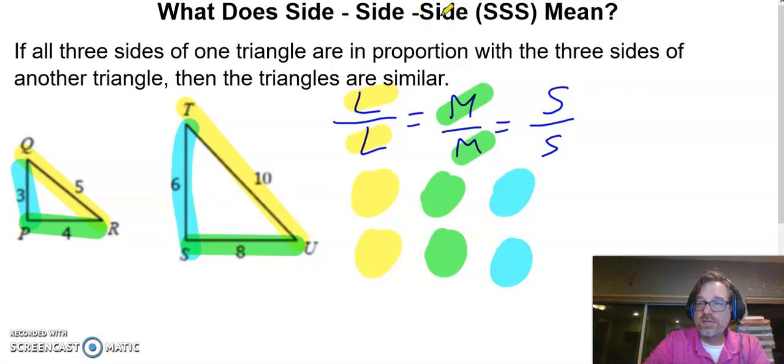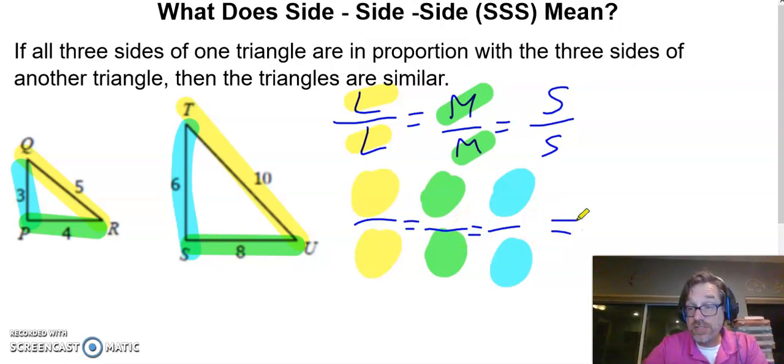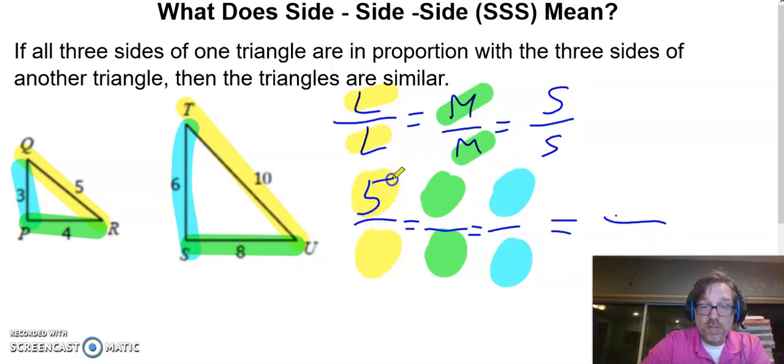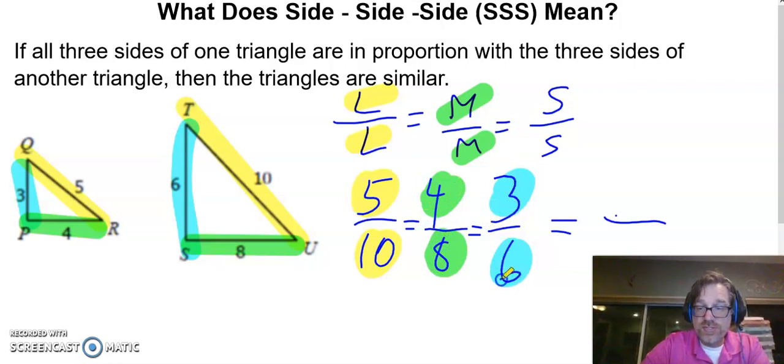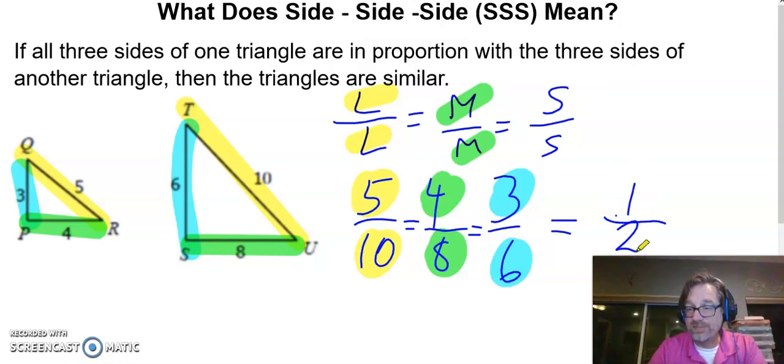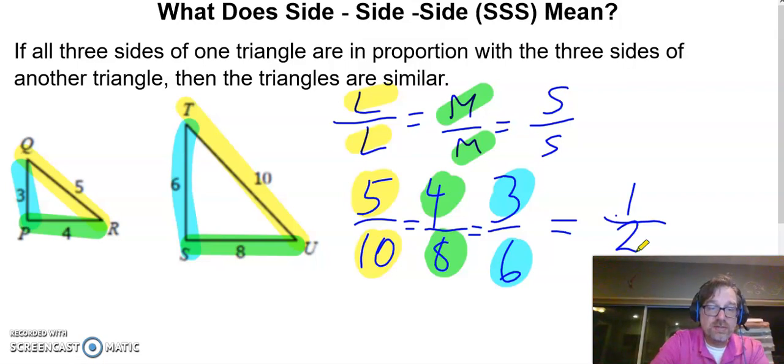So when I write all of these in, these three fractions need to be equal to each other, and they all need to reduce to the same number. And remember, that number is going to be called my similarity ratio. So when I work left to right, I'm going to go 5 over 10, 4 over 8, and 3 over 6. And all of those fractions reduce to 1/2. 1/2 is my similarity ratio from the triangle on the left to the triangle on the right.